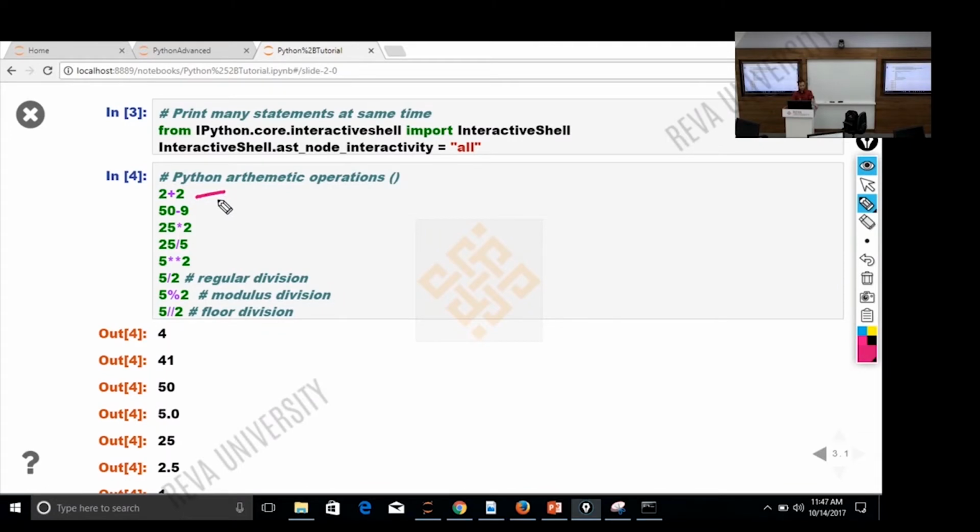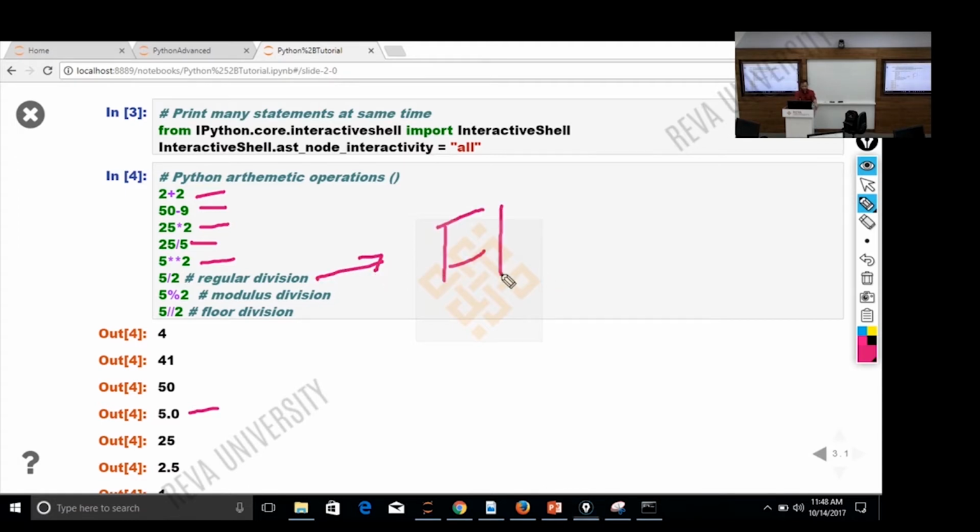So 2 plus 2 is 4, 50 minus 9 is 41, 25 times 2 is 50, 25 divided by 5 is 5.0. What is this? 5 2 star 2? Yeah, 5 to the power 2, right? So you can raise any power. And this is the regular division that we have in Python. It's 5 by 2. This is a regular division. It's going to give you a float.